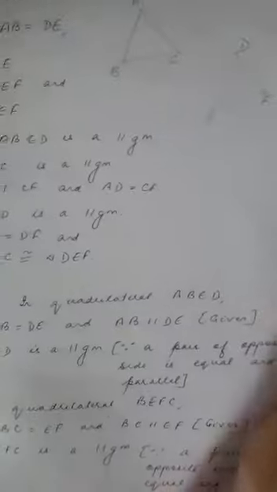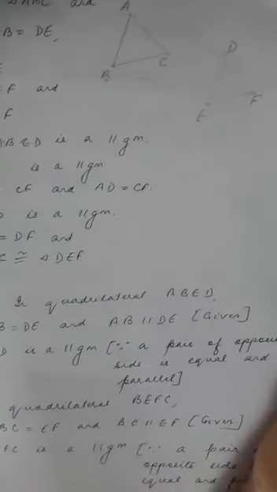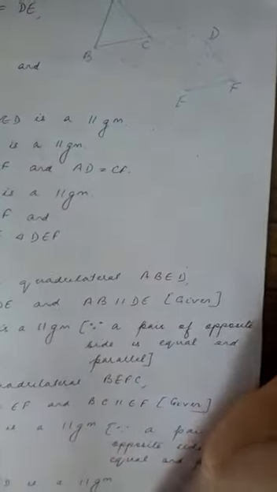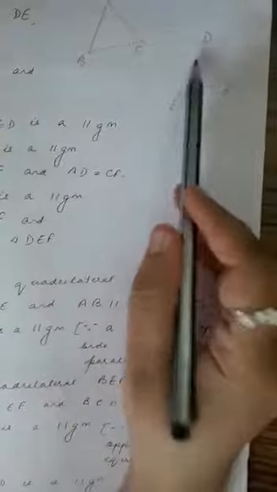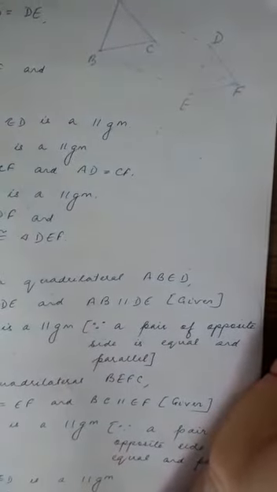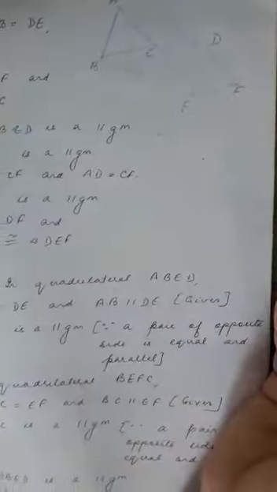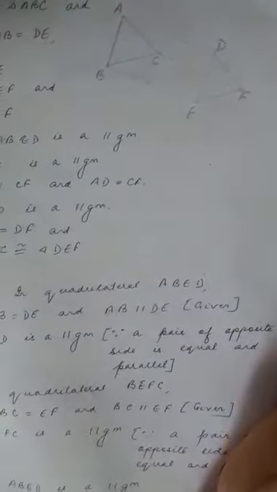So to begin with, the first proof. In this quadrilateral ABED, see here, AB is equal to DE, it is given to us, and also AB is parallel to DE. So therefore we can say that ABED is a parallelogram. Now in quadrilateral BEFC, here also BC is equal to EF and BC is parallel to EF. It is given. Therefore we can say that BEFC is a parallelogram.